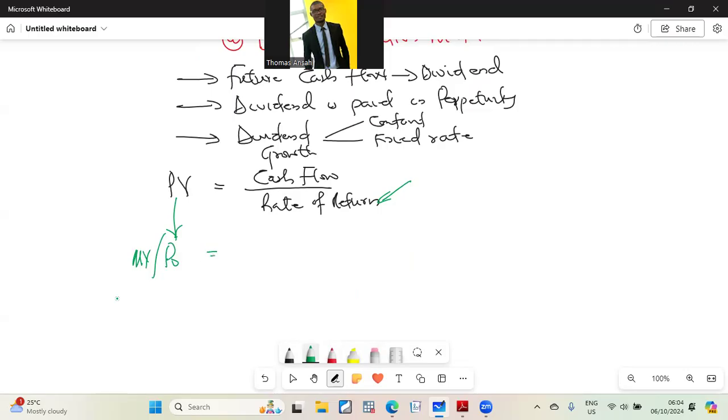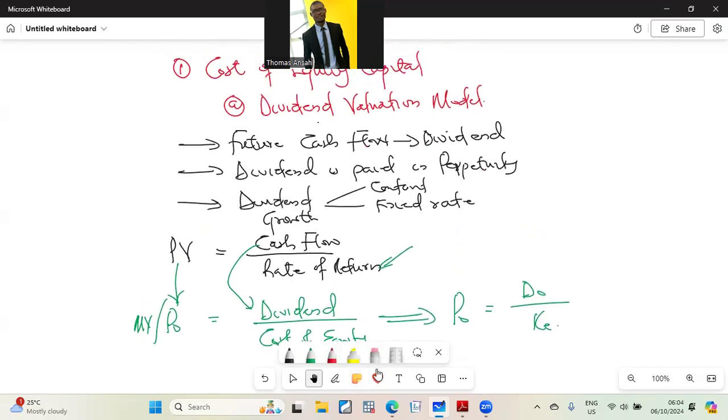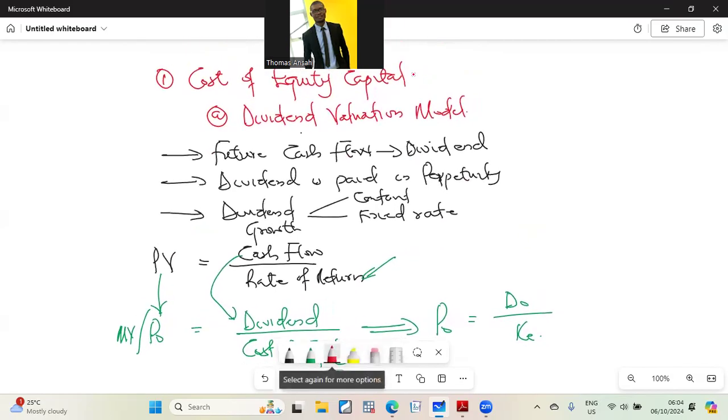And so we can have that by taking the dividend, which will be paid through the cash flow, the net cash flow, divided by the cost of equity, because dividend is paid to these equity holders. So mathematically, we can say that P0 is equal to D, dividend, divided by cost of equity. So now the cost of equity capital is represented by KE. All right, K subscript E.